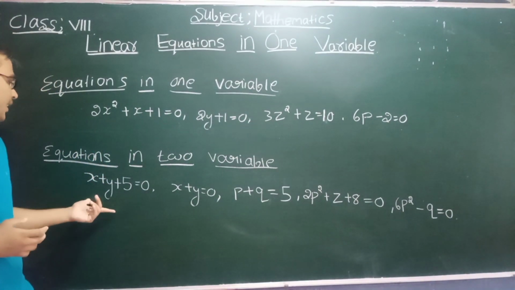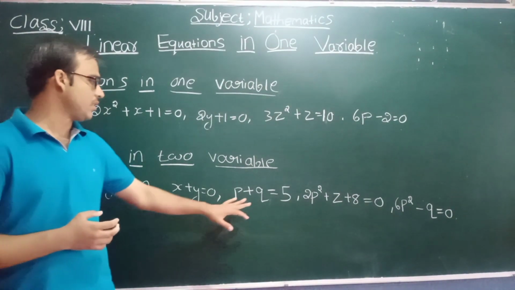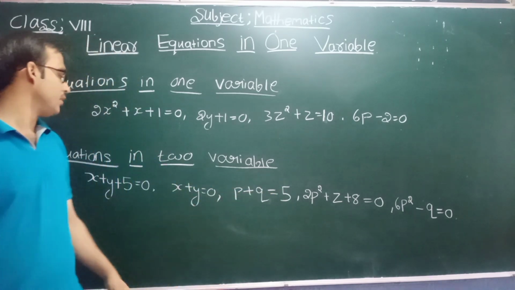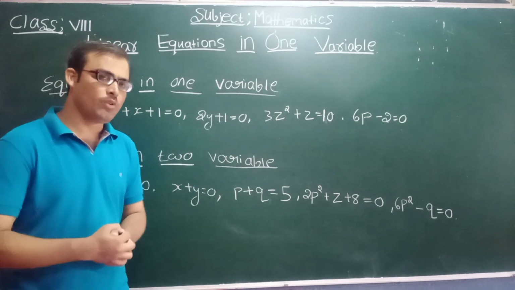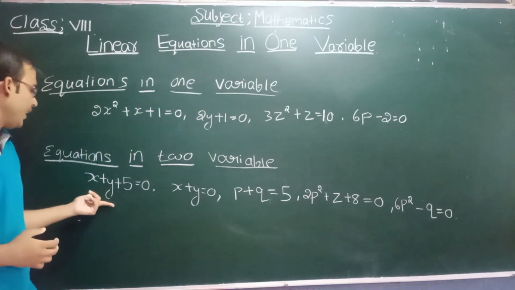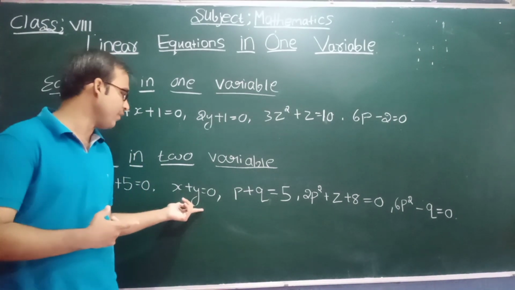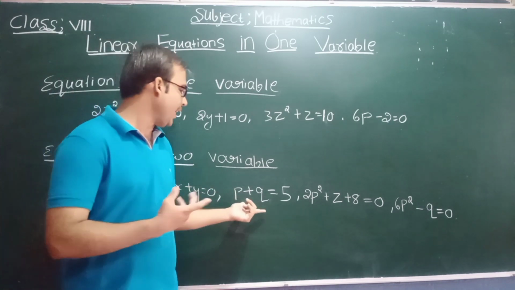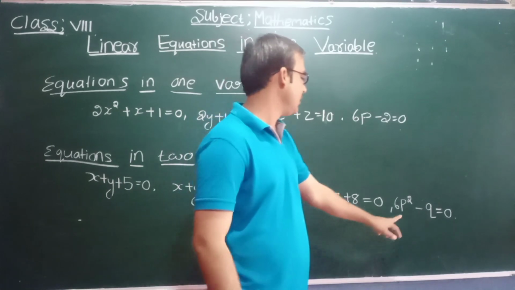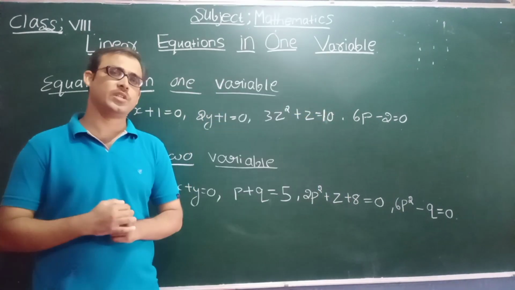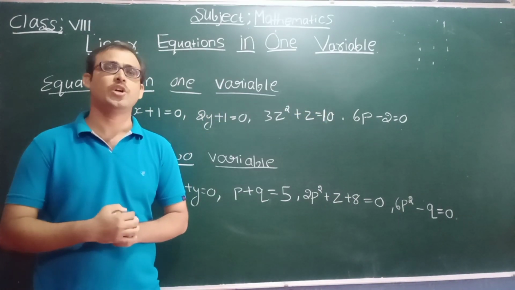Now we will see equations in two variables. These are some examples of equations in two variables. You can see that in each and every equation two variables are there. Here x and y are there, here also x and y, here p and q. What are the variables here? p and z, and here the variables are p and q. These kinds of equations are called equations in two variables.